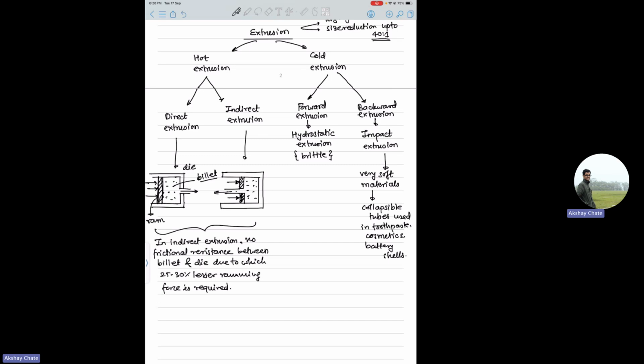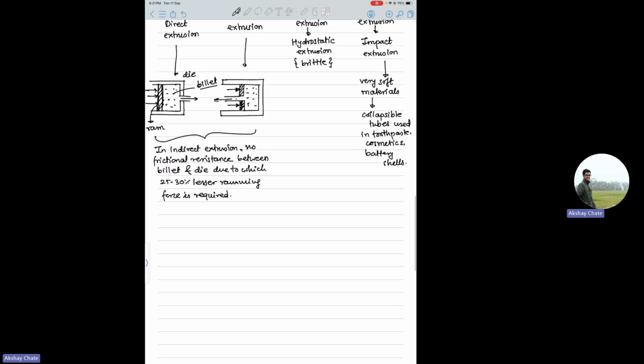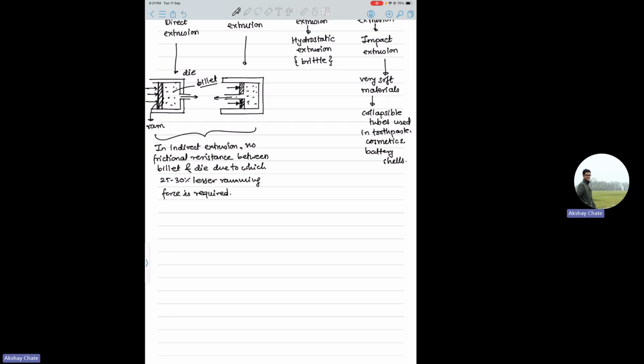Okay, so basically I'll just give you a simple diagram so that you remember this. What happens, you have a die like this, consider our toothpaste kind of example. You have a die like this, and you'll have some material at the bottom like this, or maybe like this. You fill it like this, and let's say it is closed from this end.